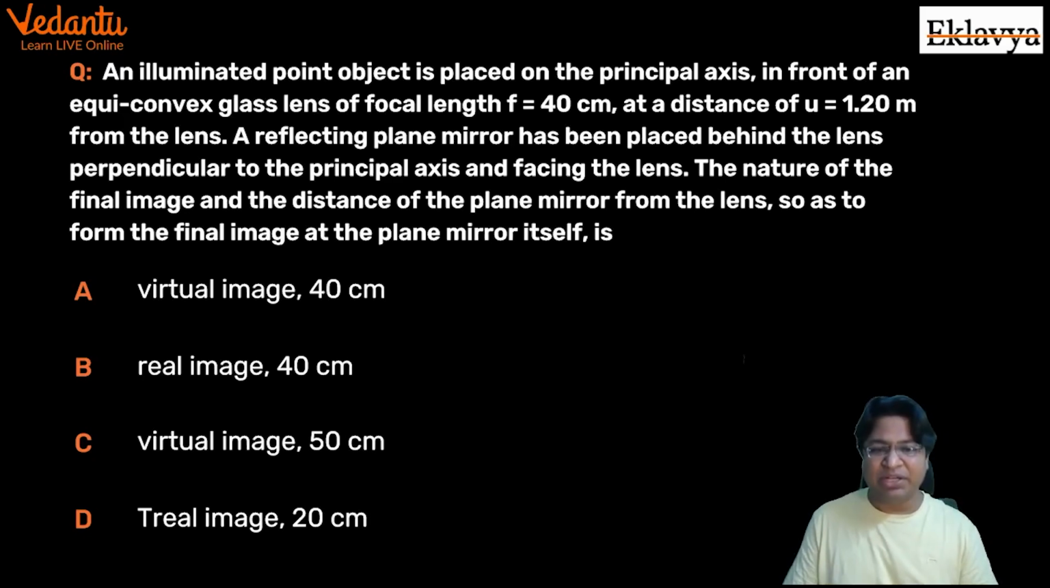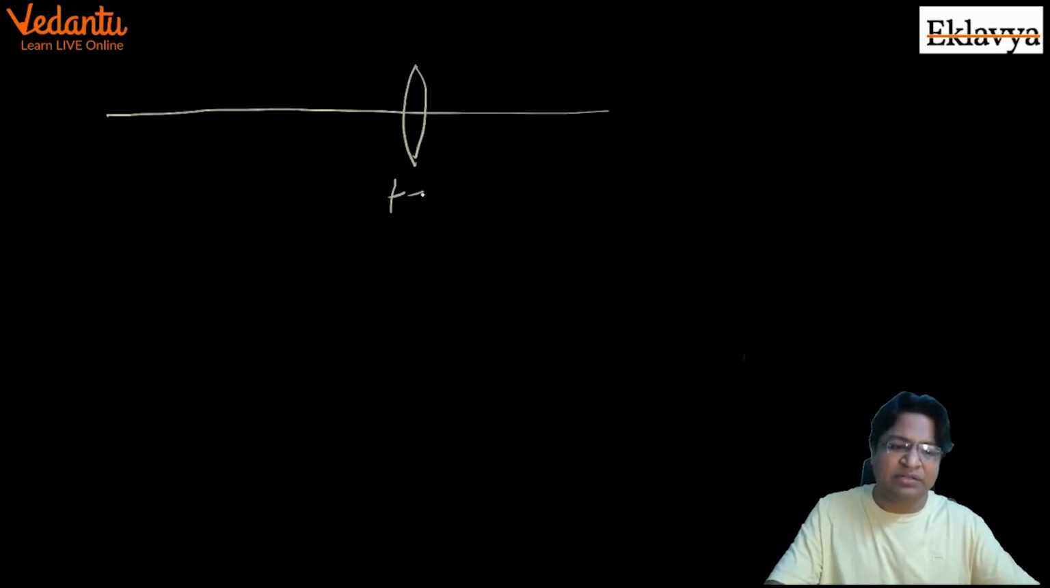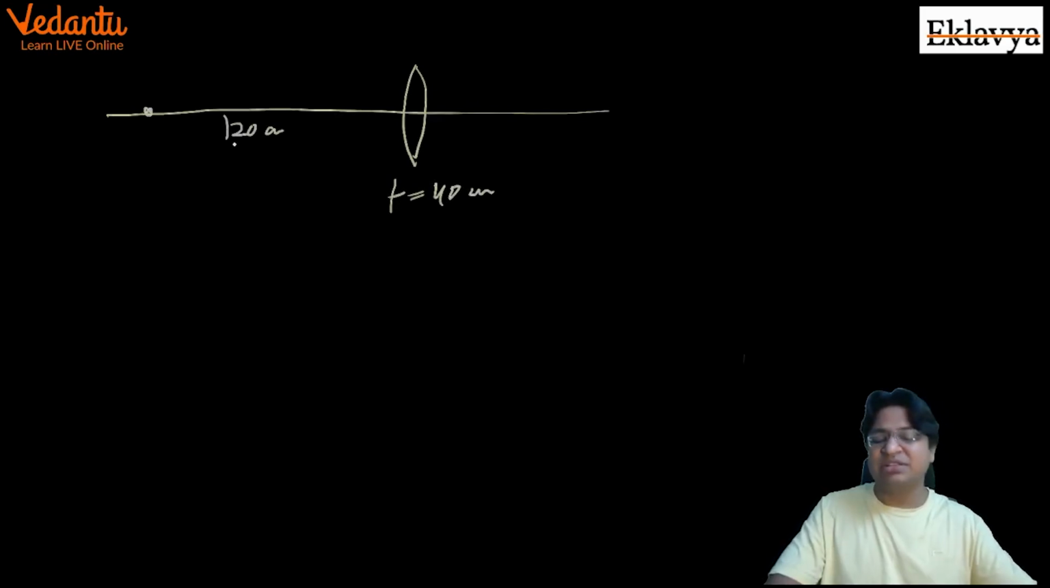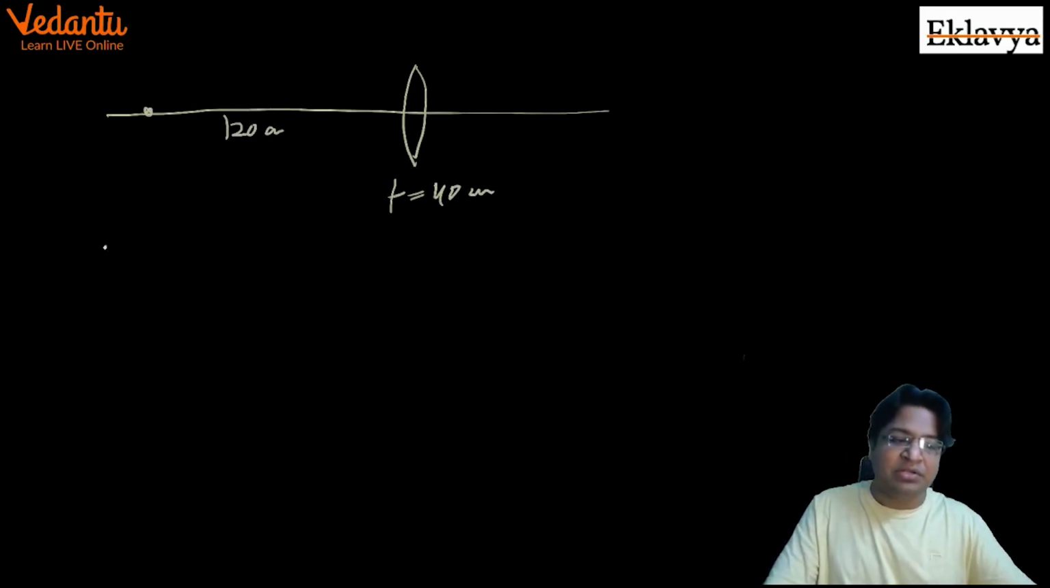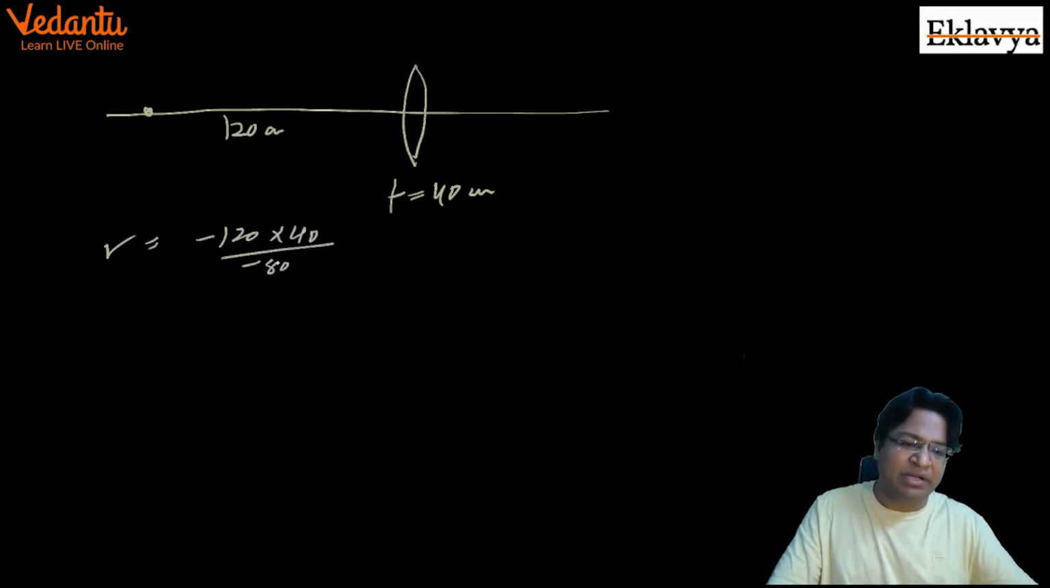The reflecting plane mirror has been placed behind the lens perpendicular to the... Okay, this is a good question. I think it will consume some time. So we have been given a lens. This is the principal axis. The focal length is 40 centimeter. Object is at a distance of 120 centimeter, and this is the exact same data which is given in question number 19 also. So V will be minus 120 into 40 divided by minus 80. So this would become plus 60.